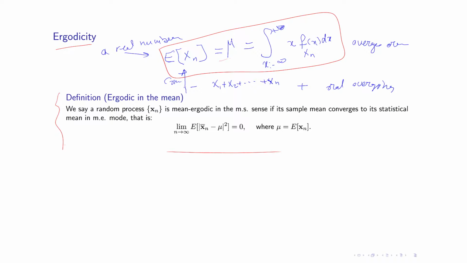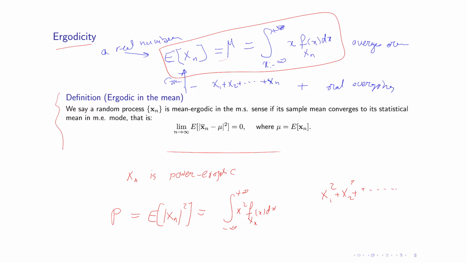But remember that when you define ergodicity in other senses or in other statistics, for instance, I could say the random process is power ergodic. If I say x of n is power ergodic, then I have to consider the mean of the power of my random variable, the mean of x of n to the power of 2, which is equal to the integral of x to the power of 2 times the PDF of x of n, x dx, from minus infinity to plus infinity. Let's say I call this p, and then I have to consider the temporal averaging. I have to say x1 to the power of 2 plus x2 to the power of 2 plus etc. plus xn to the power of 2, and then divided by n, and let's say this is a random variable.